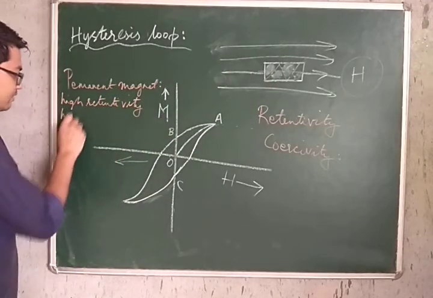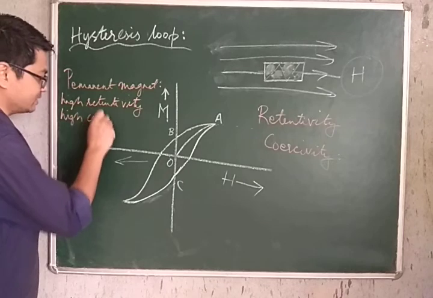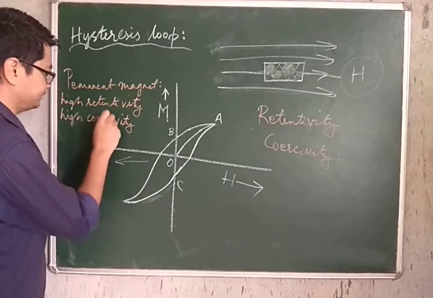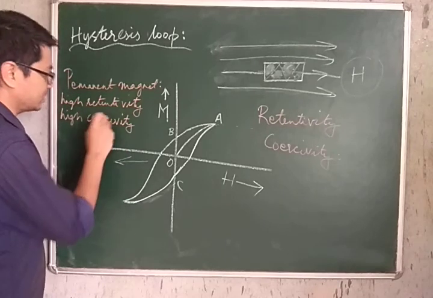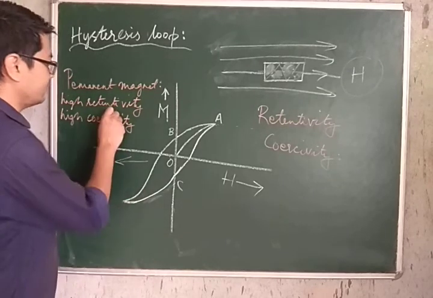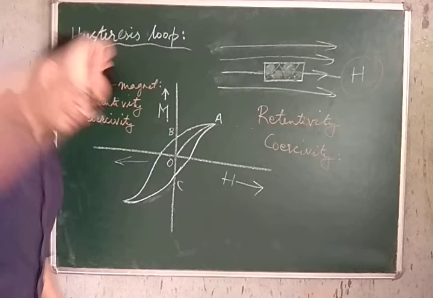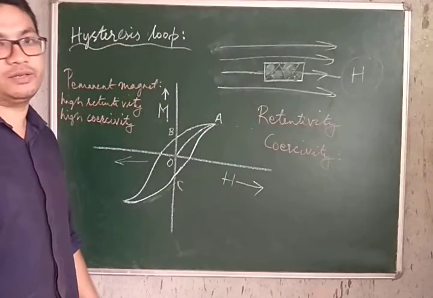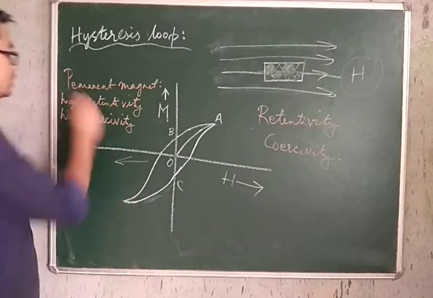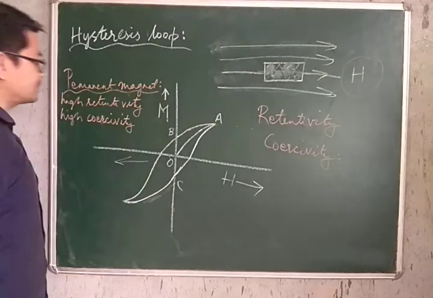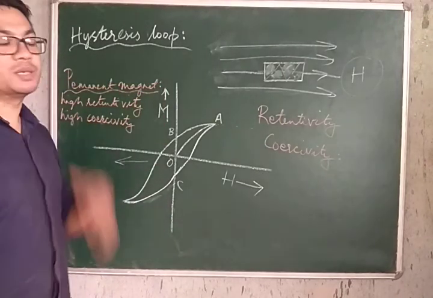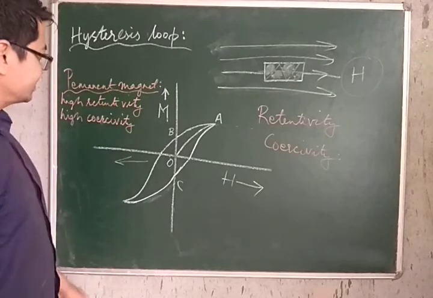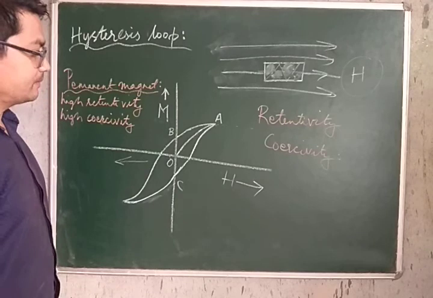It should also have a high coercivity. Okay, you need to apply a lot of force such that it gives away all of its magnetic behavior. So that is what a substance used to make a permanent magnet should have. Okay, high coercivity and high retentivity.